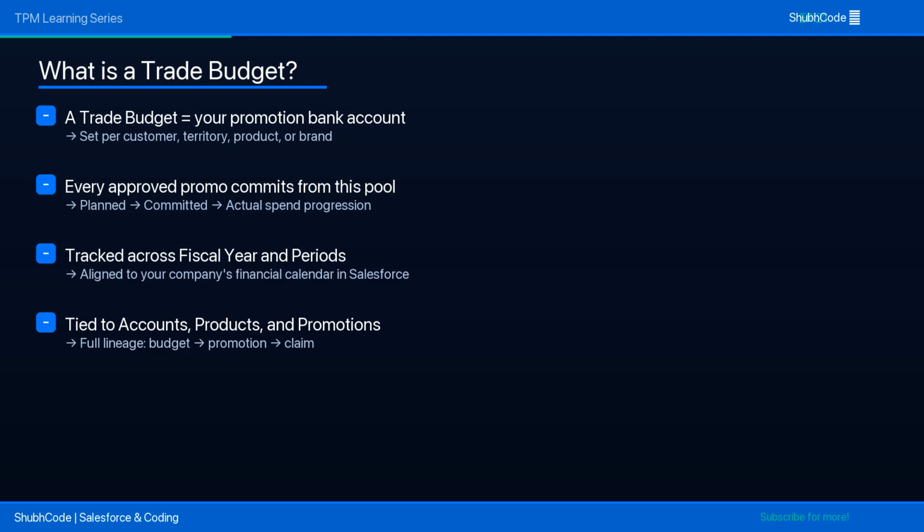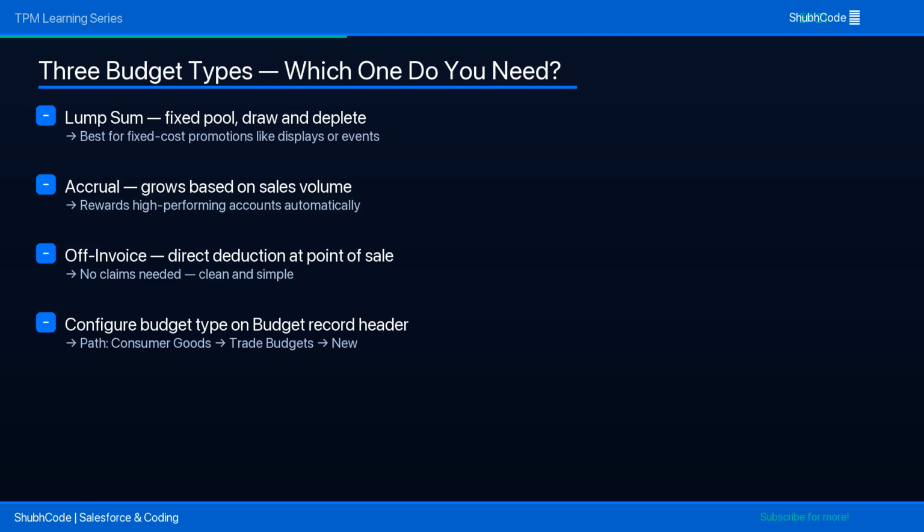A trade budget is simply a pool of money that your company sets aside for promotions, discounts, and deals with retail accounts. Think of it like a bank account, but specifically for your trade spend. In Salesforce Consumer Goods Cloud, every promotion you create pulls from this budget. When the money is gone, no more promotions can be approved. Simple as that.